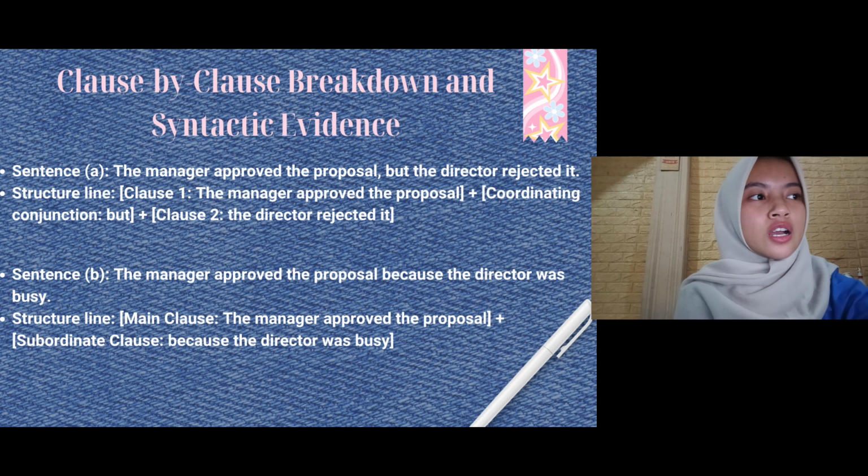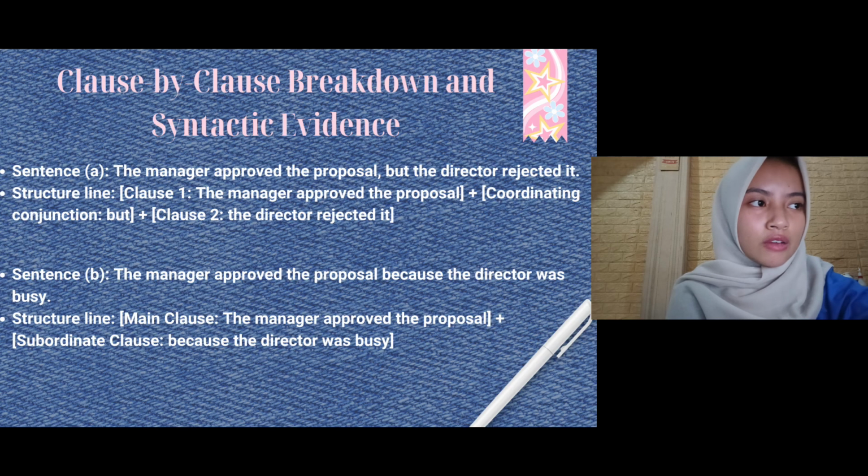The next slide is the clause-by-clause breakdown and syntactic evidence. Sentence A: the manager approved the proposal, but the director rejected it. The structure line is clause 1, the manager approved the proposal, plus the coordinating conjunction "but," plus clause 2, the director rejected it. Sentence B: the manager approved the proposal because the director was busy. The structure line is the main clause, the manager approved the proposal, plus the subordinate clause, because the director was busy.